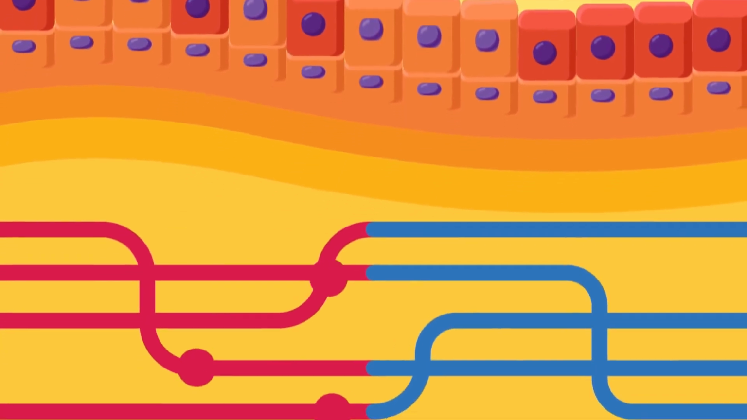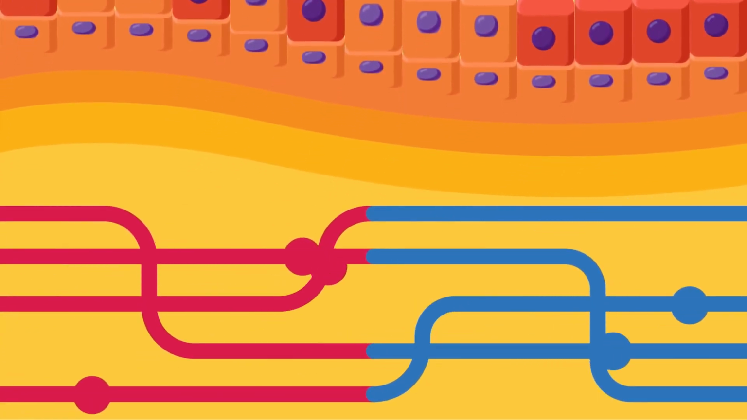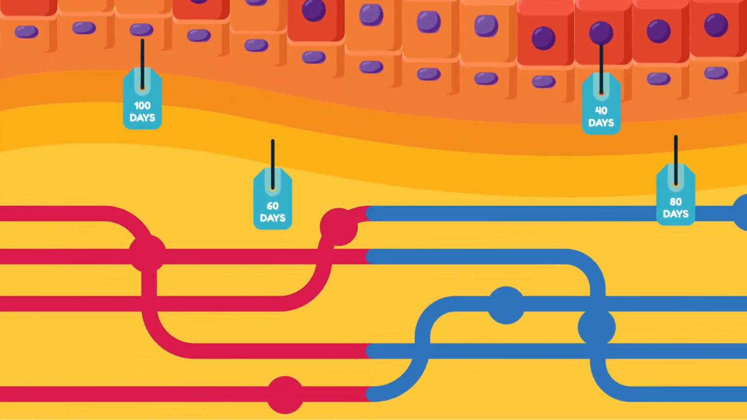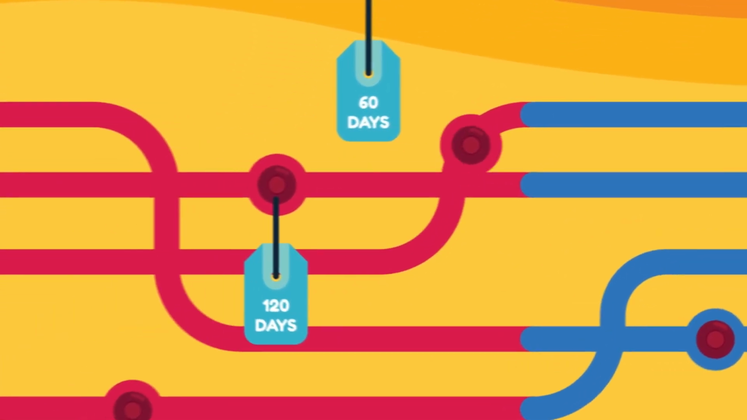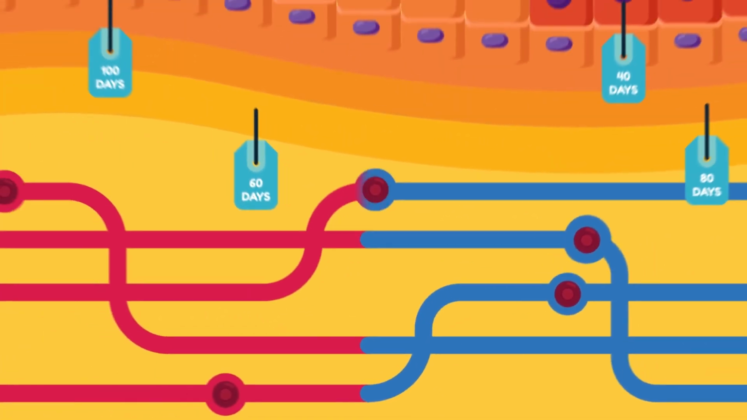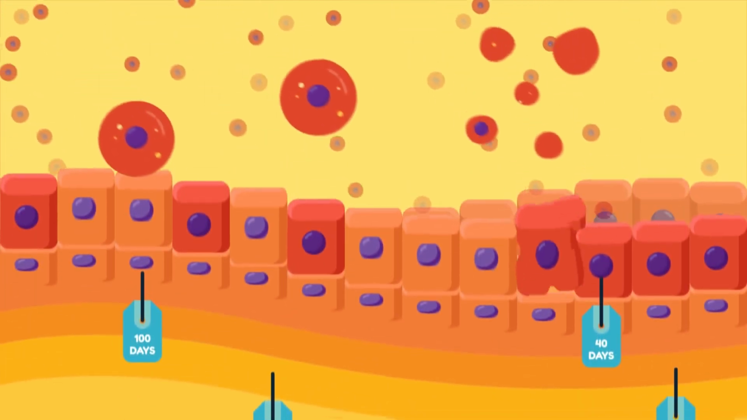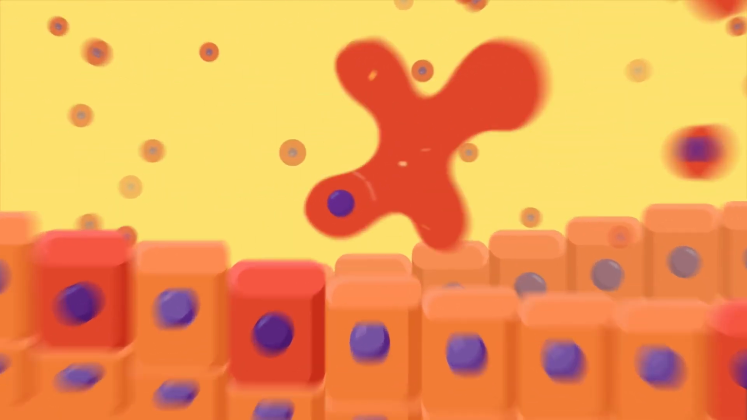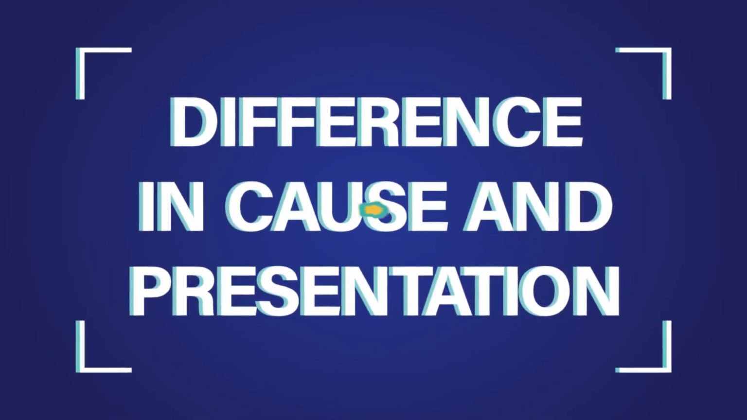Apoptosis is required for smooth functioning of the body. Most cells in the body have a shelf life. For example, red blood cells live for 120 days. At the end, they are destroyed in the body. This is a method of apoptosis. Difference in cause and presentation.